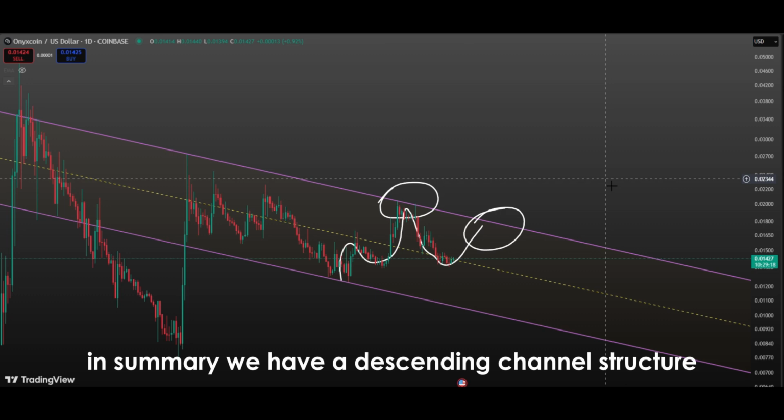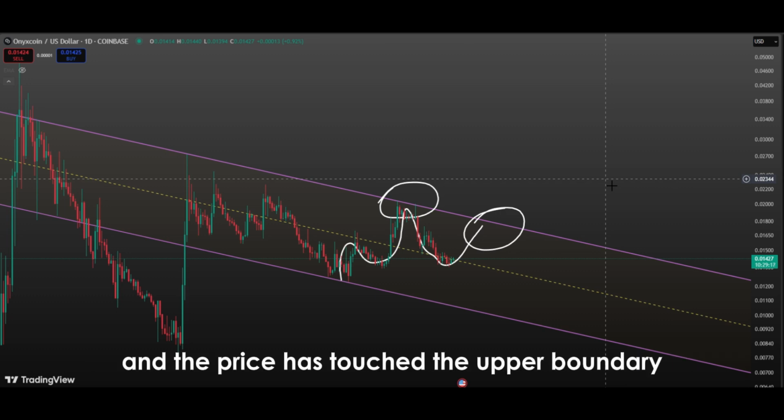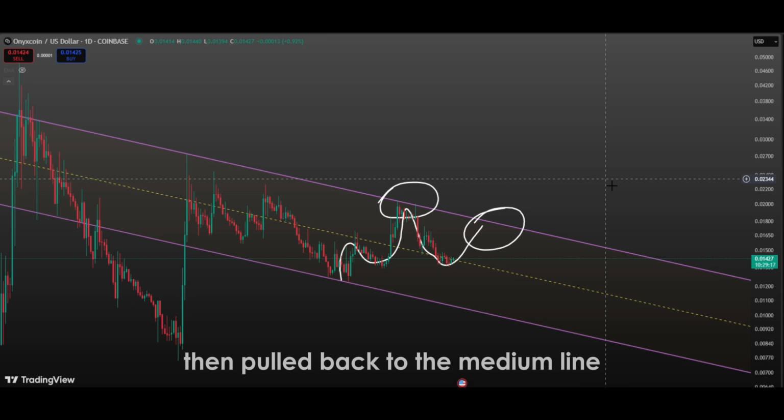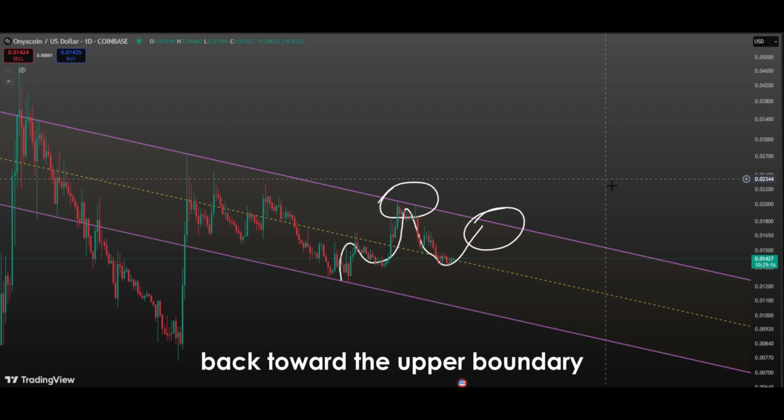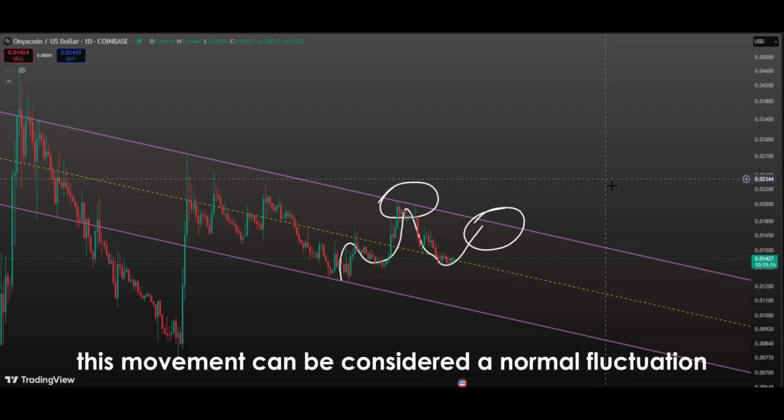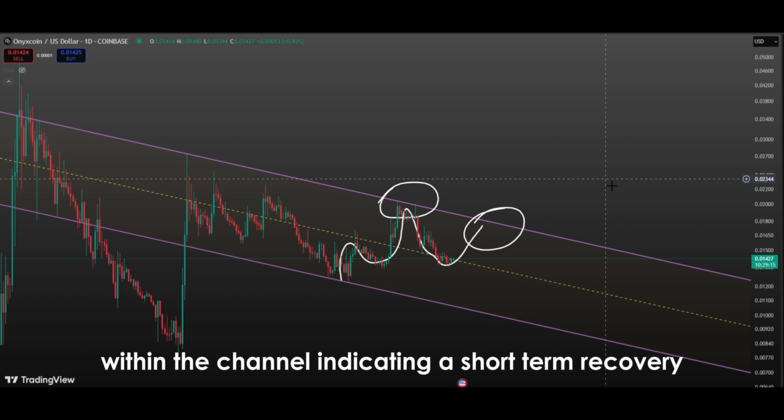In summary, we have a descending channel structure, and the price has touched the upper boundary, then pulled back to the median line and found support there. Now the price is showing potential to rise back toward the upper boundary. This movement can be considered a normal fluctuation within the channel, indicating a short-term recovery.